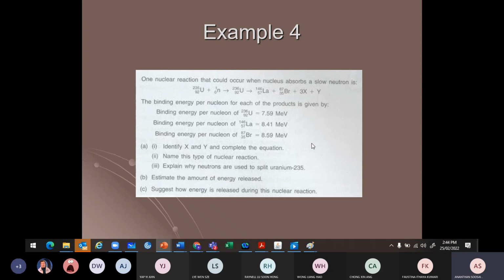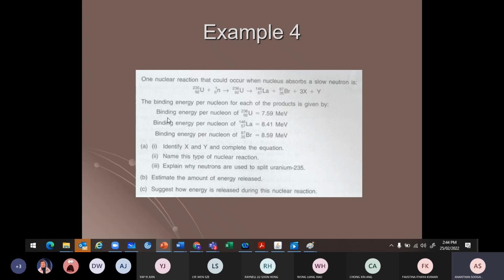Look at the question. One nuclear reaction that could occur when the nucleus absorbs a slow neutron is this. This is a nuclear fission. Uranium was bombarded with a neutron as usual, and it got the products. So now you see the details. The binding energy per nucleon for each of the products is given here. They give the binding energy for each of the reactant and products.